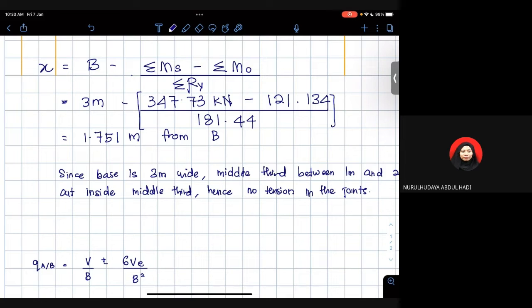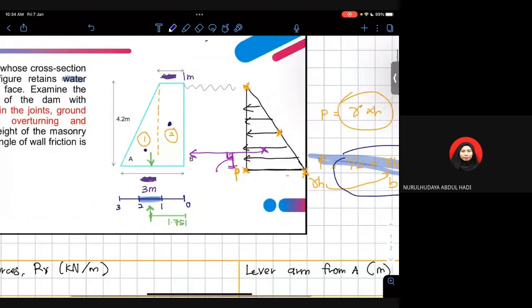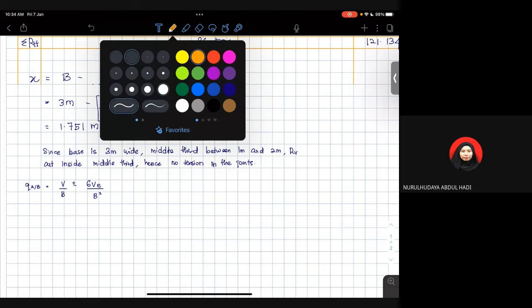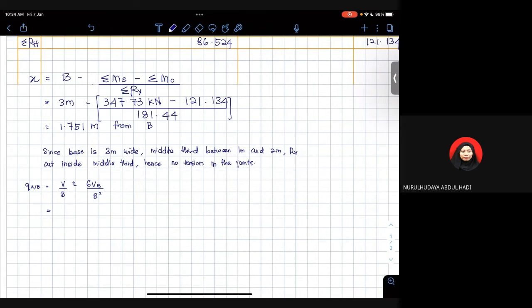So, kalau kita kira X, which is the ground reaction, the cuts inside middle third, jadi takkan ada tension in the joint. Kalau outside middle third, maksud saya dekat sinilah, sini ke akan ada tension in a joint tapi tak tahulah macam mana how adverse dia punya effect dia pada you punya structure. Sebab dia middle third, kita pakai this formula. So V here is the vertical forces.